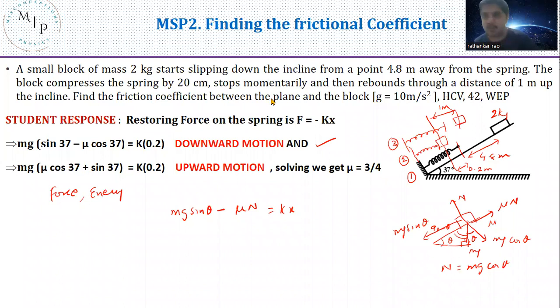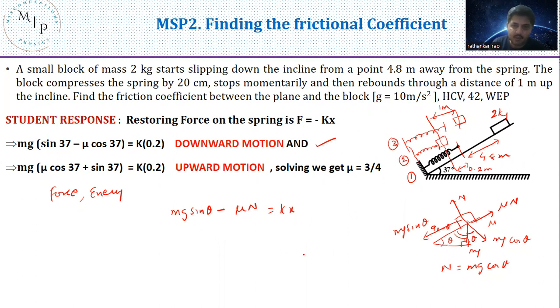Okay, fine, I'm back. I have written the force equation for the downward motion. Now the moment the spring hits it, what does it do? It compresses it. And once again, the spring is now throwing it outwards.